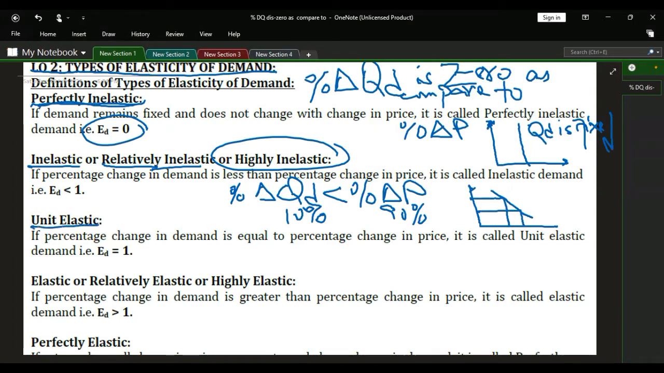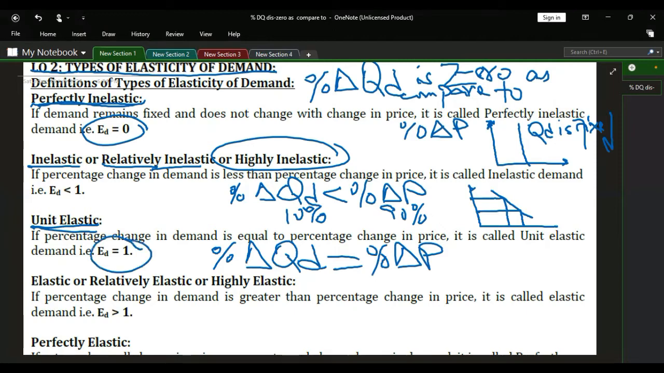Next one is unit elastic. What is unit elastic? Unit elastic means that the percentage change in quantity demanded is equal to the percentage change in price. Means that if 10% decrease happens in the quantity demanded, then price will also increase by 10%. This is called unit elastic. Also represented as elasticity of demand is equal to 1, and its curve will be a simple curve showing equal increase and decrease in the quantity and the prices.